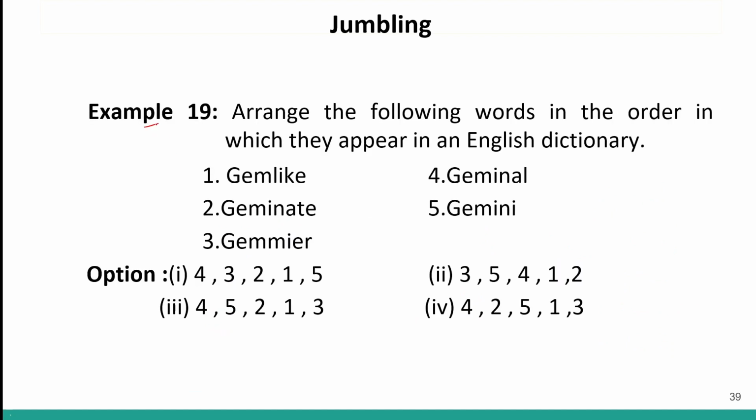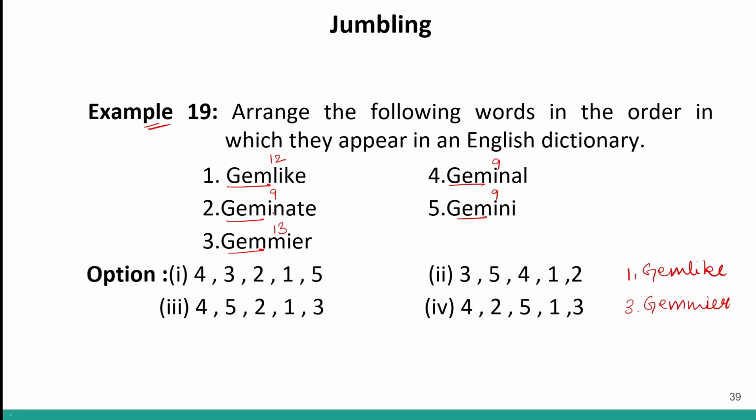Then similarly, example 9. Gem is the same in everything. Then we move on to the next. L is 12. I is 9. M is 13. So I know at the fourth position I'll have gem-like, and at the fifth position I'll have gemmier. This is given to me. Correct? This is how much I know.